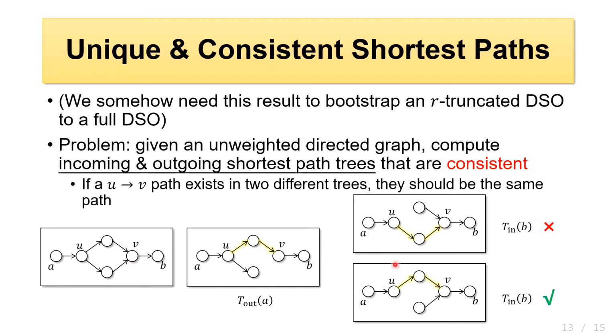So the top one is inconsistent with this outgoing shortest path tree, because the path from U to V is different from the path from U to V in this tree. But the bottom one is consistent. So you get the idea. The problem is to compute 2n shortest path trees with this consistency requirement.